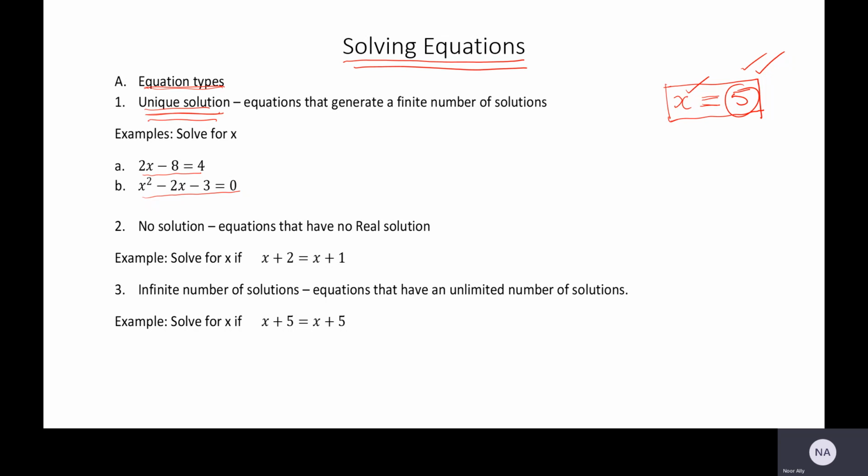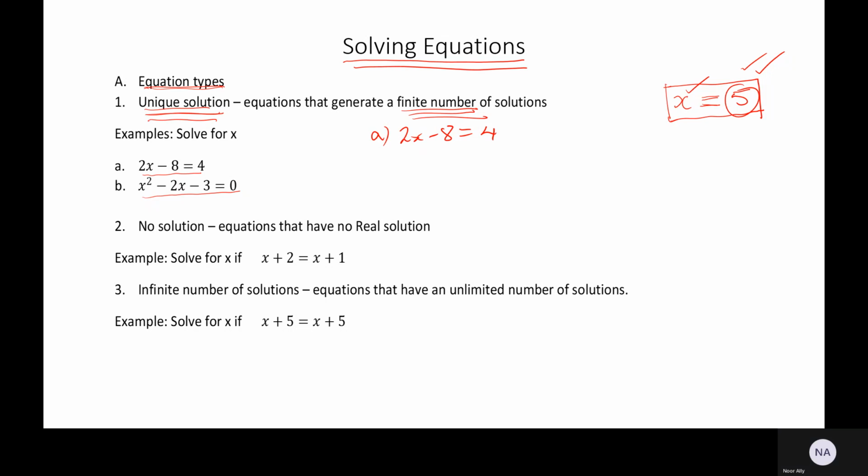What do I mean by unique solutions? Equations that generate a finite number of solutions. What do I mean by that? So you could get an equation, for example, in A. Let's take A over there, which is 2x minus 8 equal to 4. I'm not going to go into the process of how we transpose and why we transpose. That originated at the beginning in grade 8, where whatever you add or subtract on the left-hand side, you do on the right-hand side. If you divide on the left-hand side, you divide on the right-hand side.